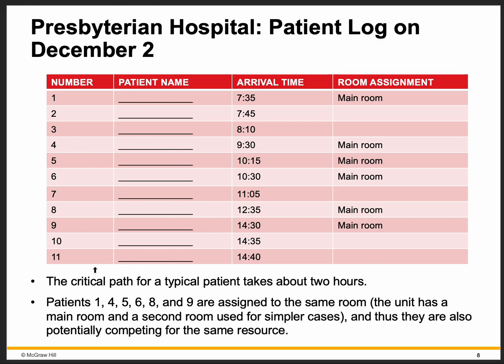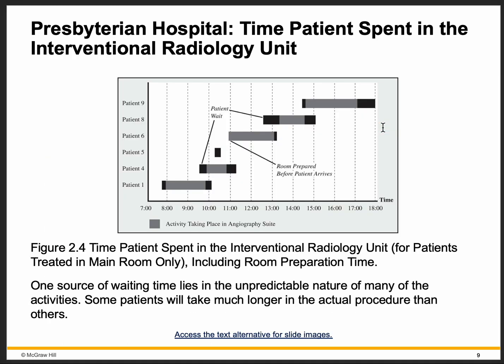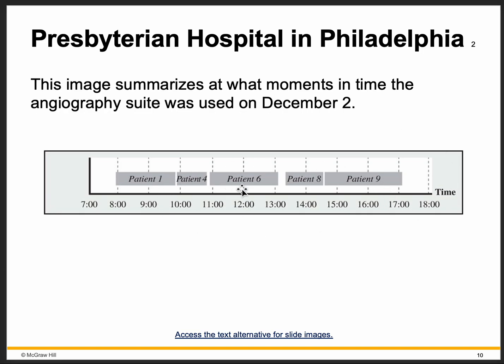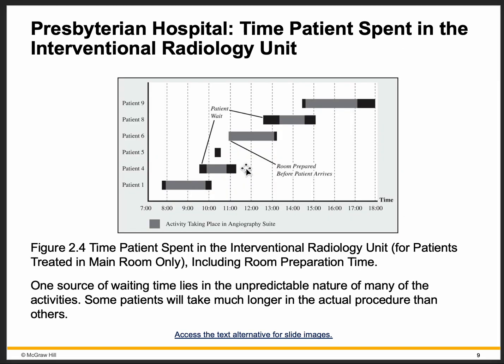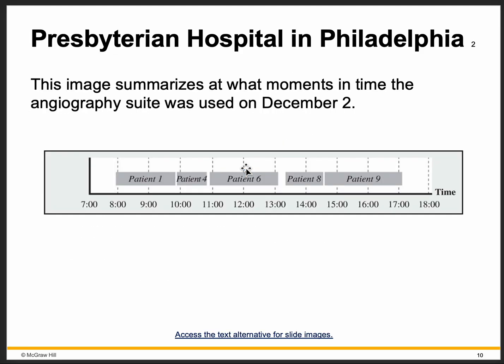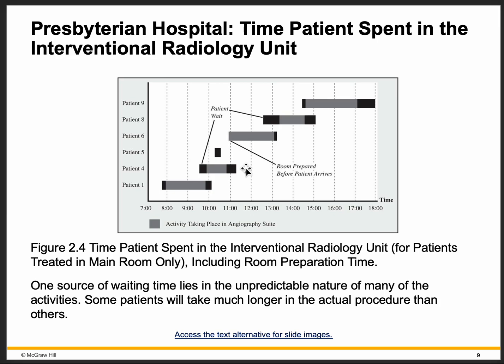So here is a list of patients that came in. Of the first 11 patients that came in, only 6 of them needed to go to the main room, which is the angiography suite. The rest just went to the secondary room. And for those patients, you'll notice that this was how they went in. So you had patient 1, then patient 4, 6, 8, and 9. So these are the patients who went into the angiography suite itself. Okay. So this is an example of a process, and this is an example of how a process is mapped out.